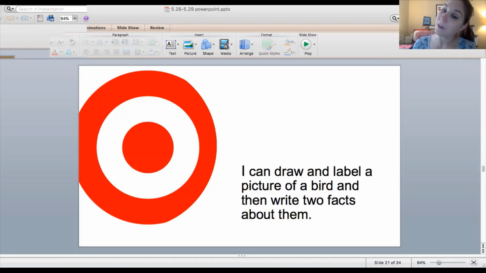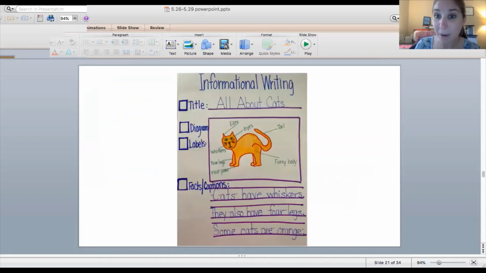So we are going to make an informational writing piece about birds. Let's talk again about what our informational writing piece will have. Well, informational writing pieces will have a title. So this one says all about cats because this informational writing piece is about cats. Is that what ours will say today? Is that what the title of our informational writing piece will be? No way, not if it's about birds. But this one's about cats, so it says all about cats.